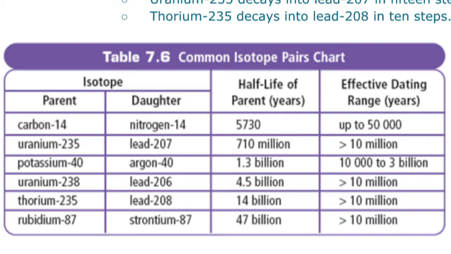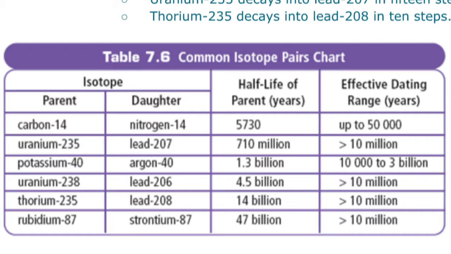Uranium-235 has a half-life of 710 million years. That's a long time. If we take 10 half-lives, we're looking at about, what's that, 7 billion years. So anything older than 10 million years, we can use the uranium-235 method. Potassium is the parent, argon's the daughter. That one takes 1.3 billion years. And then right at the bottom of the chart, you have rubidium-87 decaying into strontium-87, and that takes 47 billion years.